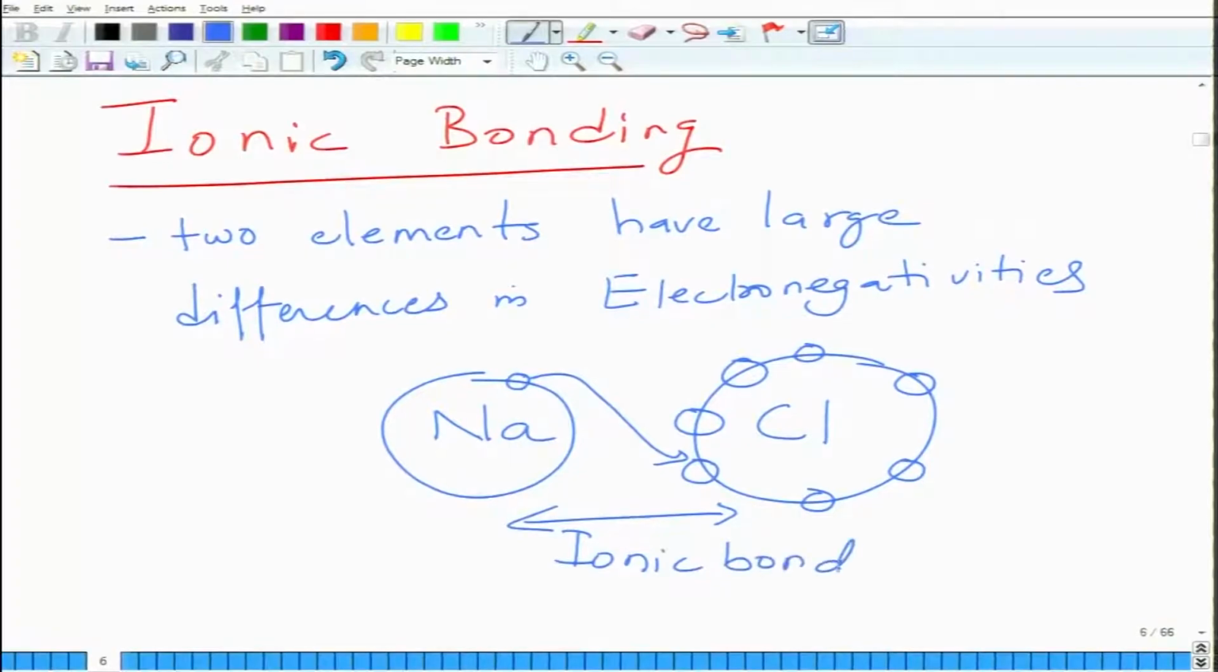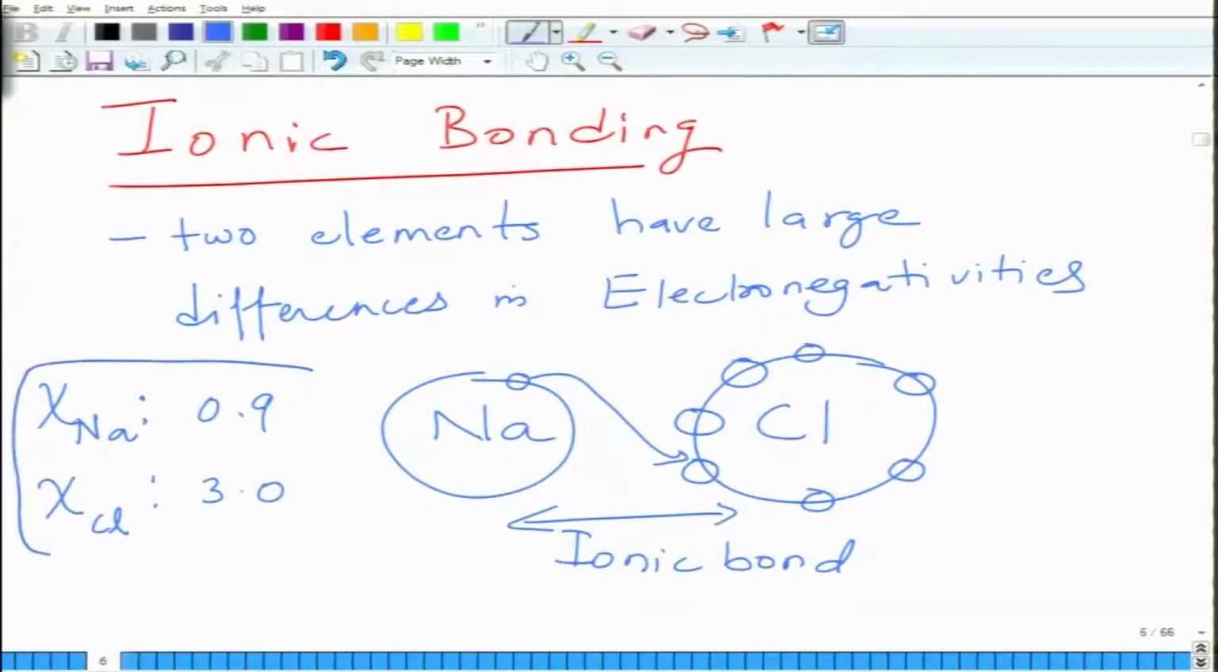ionic bond. And let me just tell you the values of electronegativity. So, chi of sodium has a value of about 0.9 and chi of chlorine has a value of roughly 3. So, this is a substantial difference between the two, and this is related to the bond energy. And that is why ionic bonds are typically very strong.